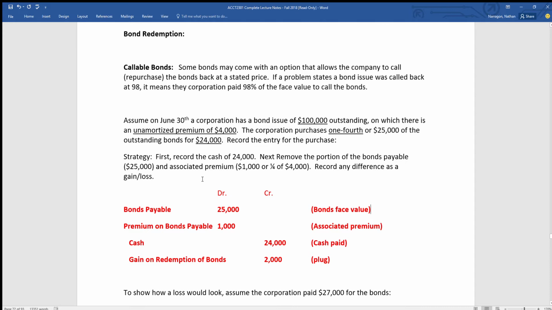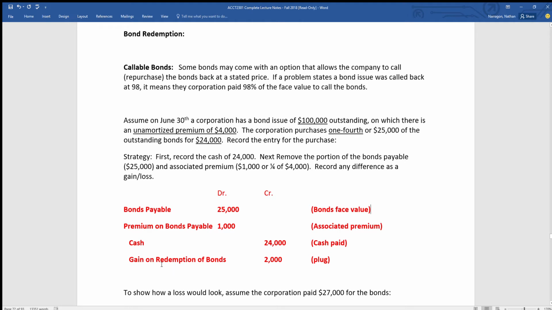is going to be $1,000. The reason why is that since we bought 1/4 of the bond back, we're able to take the unamortized premium. We get to take 1/4 of that also. So 1/4 of 4,000 is $1,000. When we record this, you notice that it will be off balance. This is 26,000 and we got 24,000 cash.